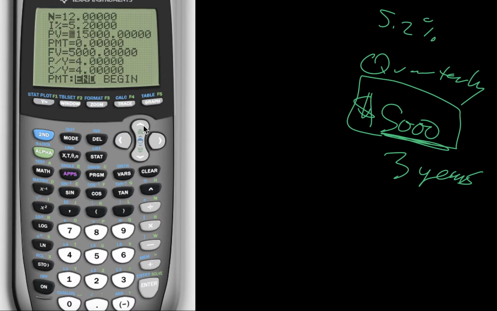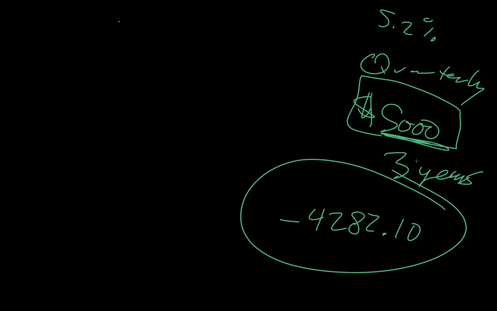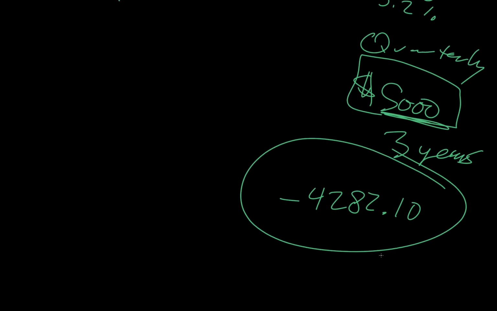Okay, so now we go back to the principal. That's what we actually want to solve. So we say alpha, enter, and we get negative 4282.10. Once again, it's negative because that is money that you transfer to the bank and you no longer have in your possession. So the negative can definitely be a little confusing on that.